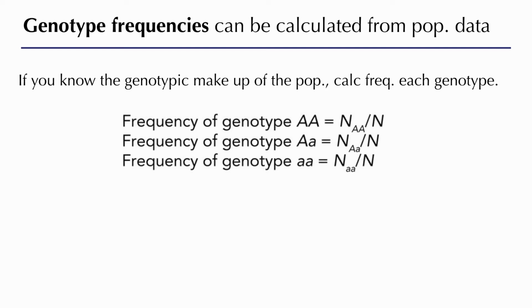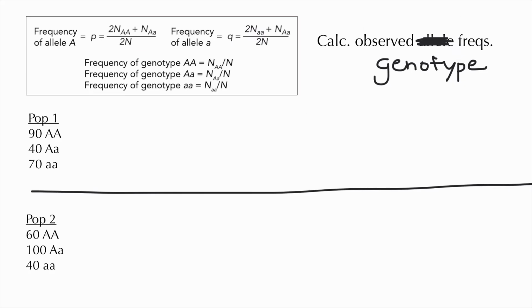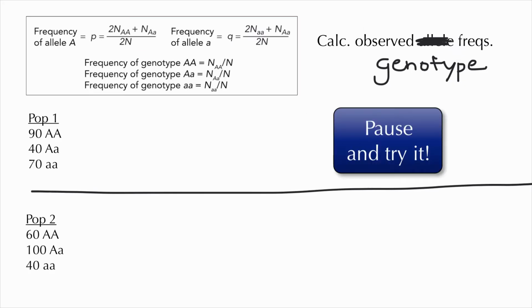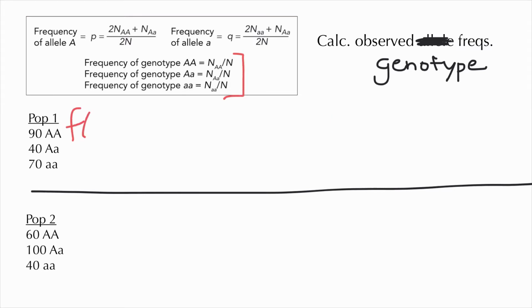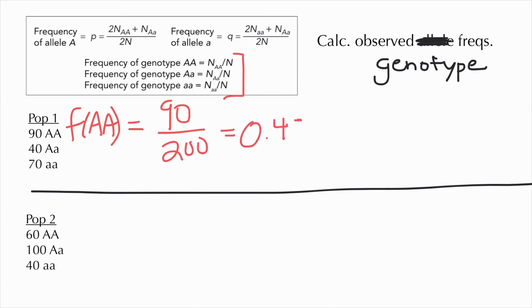And so all that is the frequency of the genotype divided by the total number of individuals. First, let's calculate the observed genotype frequencies based off of this population data. So we're using these ideas here. So for the frequency of the big A, it's going to equal 90 individuals out of the total of 200. That will give us 0.45.